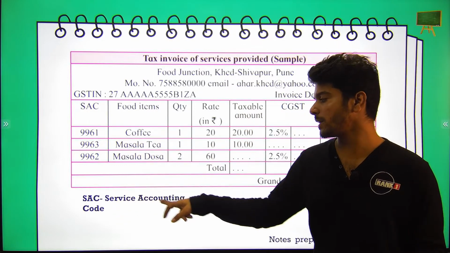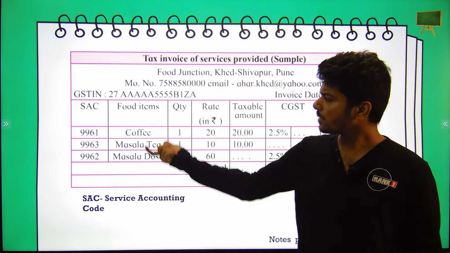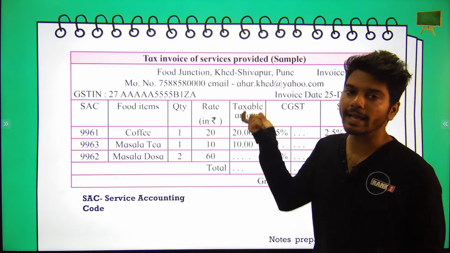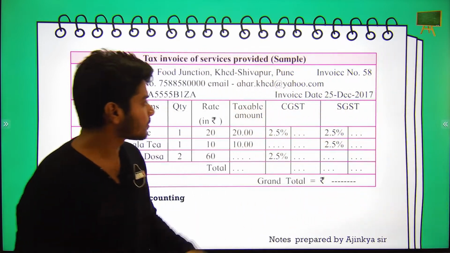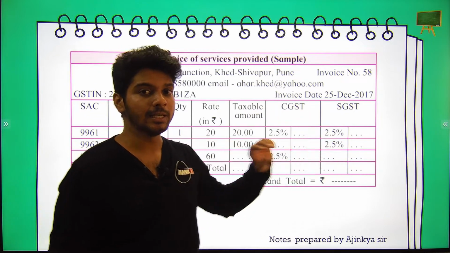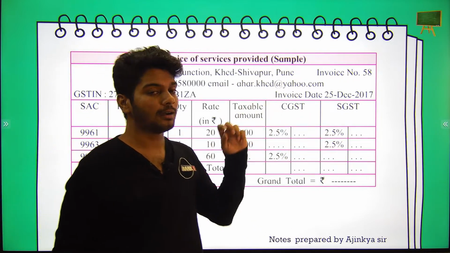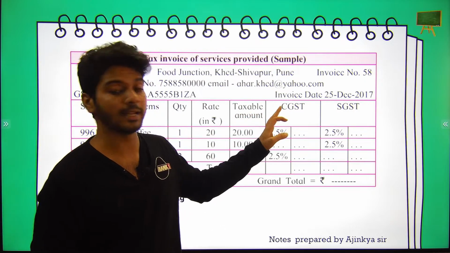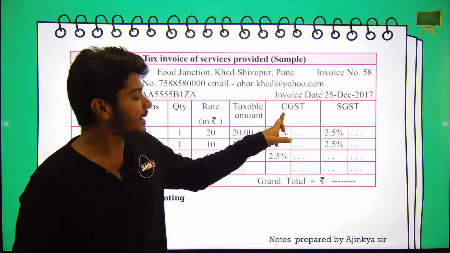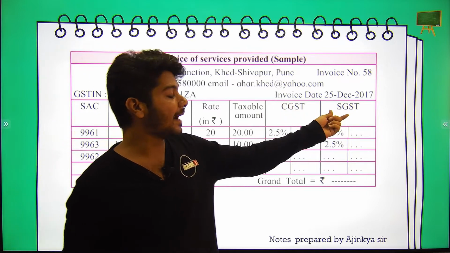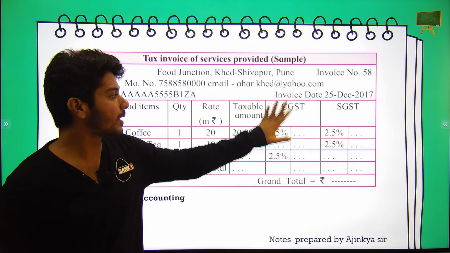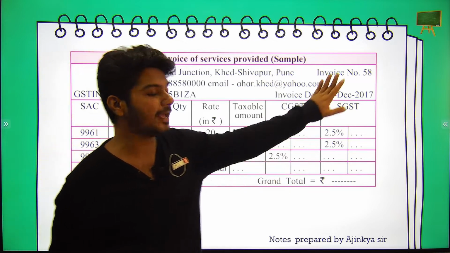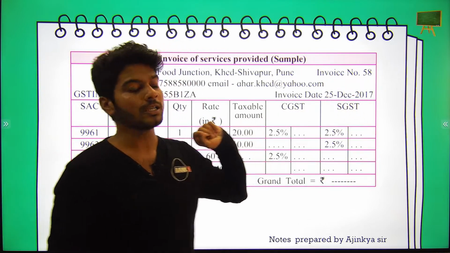Like the SSC number. SSC is called service accounting code. Then food items, quantity, rate, taxable item. Then CGST, SGST. There are two categories. CGST stands for central goods and service tax, and SGST for state goods and service tax. The central tax goes to the central government, and the state tax goes to the state government.